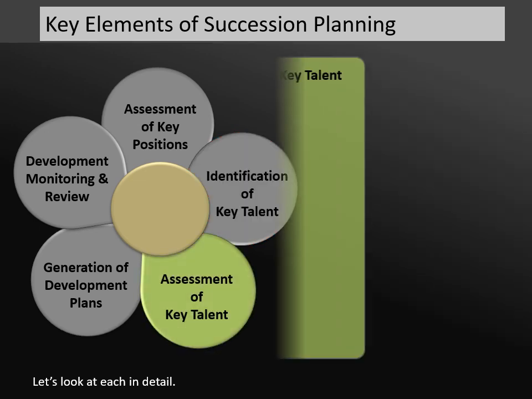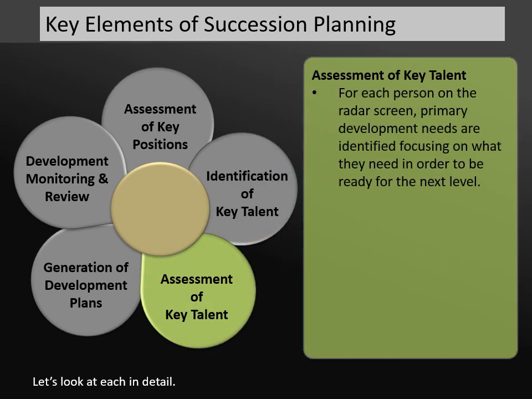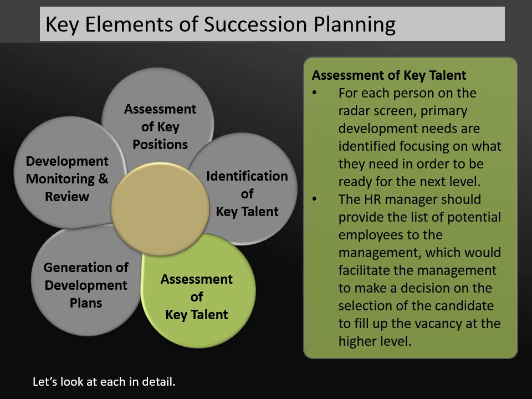Next is assessment of key talent. Now, for each person on the radar screen, primary development needs are identified, focusing on what they need in order to be ready for the next level. The HR manager should provide the list of potential employees to the management, which would facilitate the management to make a decision on the selection of the candidate to fill up the vacancy at the higher level.